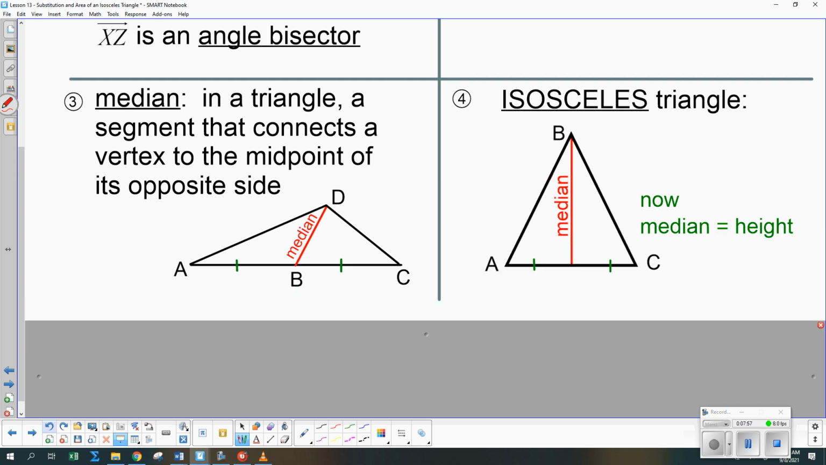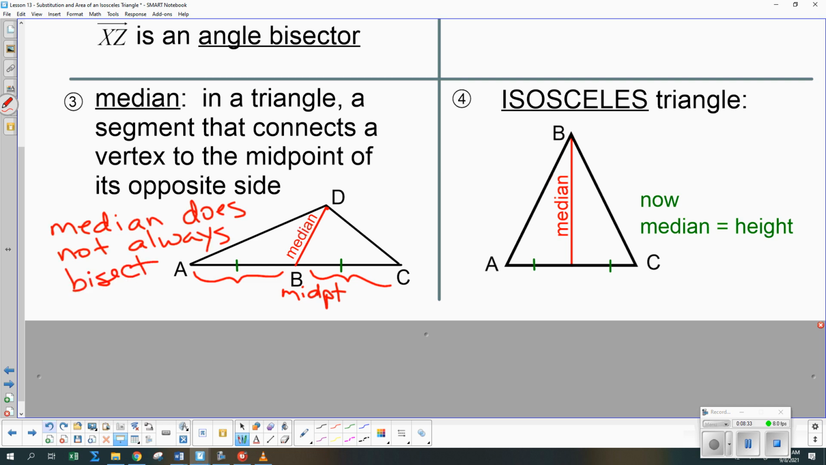Median is a segment that connects a vertex to the midpoint. So B has to be the midpoint of that one side of the triangle. You see my tick marks that A to B and B to C are the same length. And then from that midpoint to the opposite angle, D on this triangle, that is a median. The median is not necessarily an angle bisector. So the median does not always bisect the opposite angle.